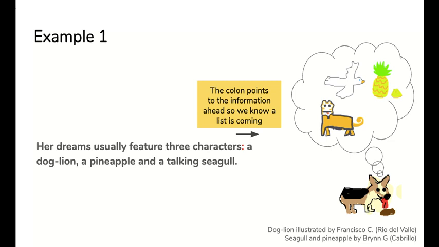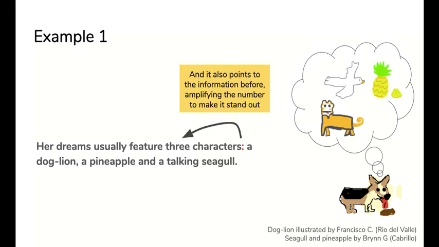So the colon is pointing to the information in the list so that we know that there are some items coming up. And it's also pointing kind of backwards to the number 3 and the word characters, and it's amplifying or making them stand out a little bit more so that we realize how important they are. So now when we see that colon, we think, oh, there's 3 characters coming up, and we get ready for what they are.